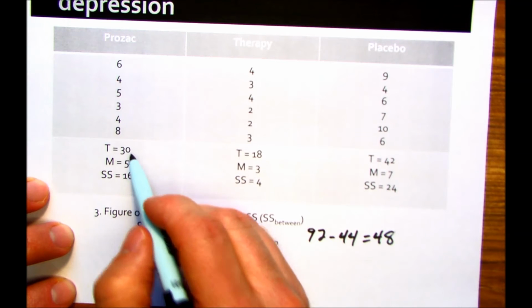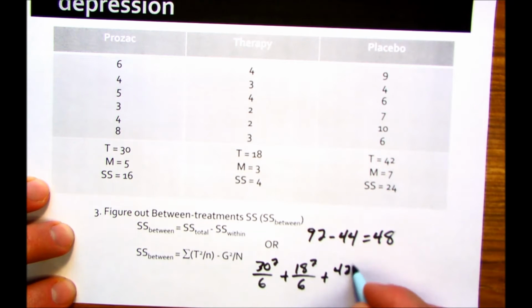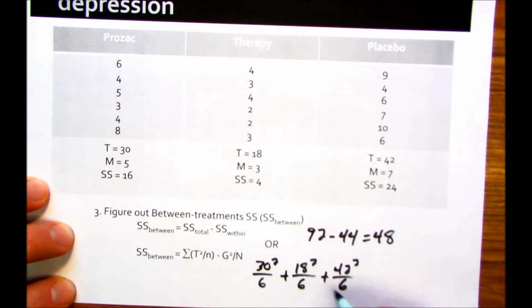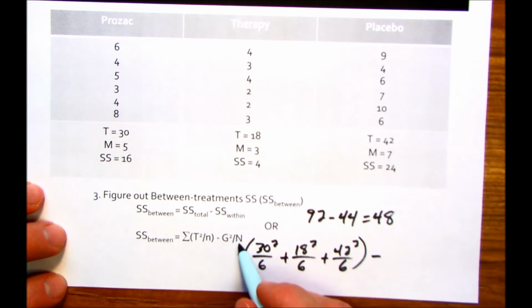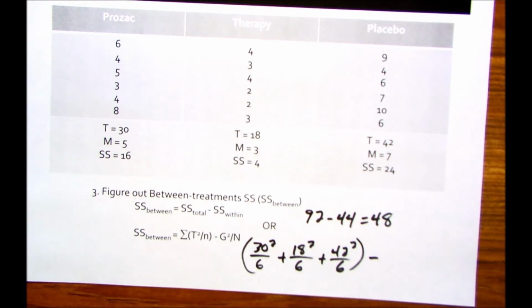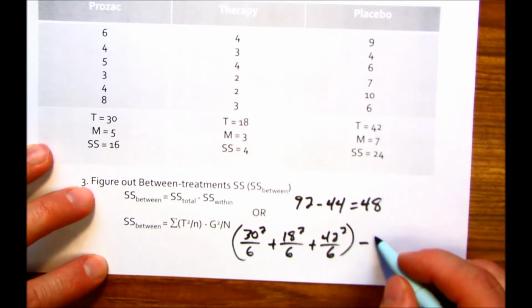So to write out this formula, we do 30 squared divided by 6, because it took 6 numbers to get that 30, plus 18 squared divided by 6, plus 42 squared divided by 6. We add those up, and then we subtract out G squared divided by the total sample size. We figured this out already in our first step: G squared divided by 18 was 450. So we're going to subtract 450 out of this.